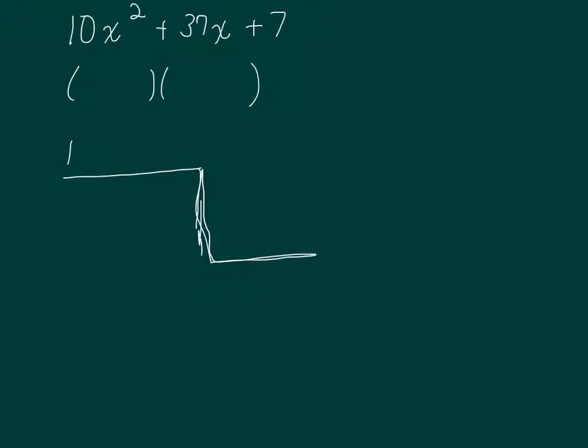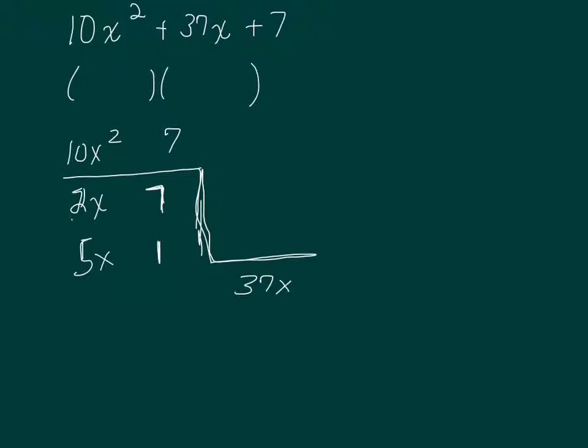Okay. I'm going to put 10x squared up here and 7 here. I'll put 37x there. All right, how can we break 10x squared up? Well, we could break it up as 2x and 5x. 5 times 2 is 10, and x times x is x squared. And how can I break 7? I could break 7 up as, let's say, 7 and 1.